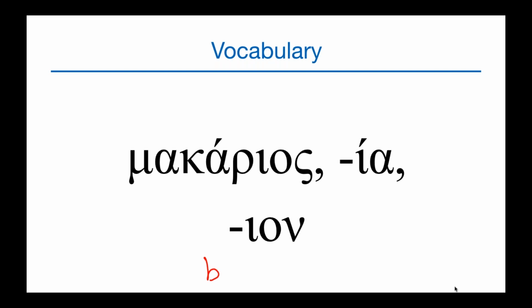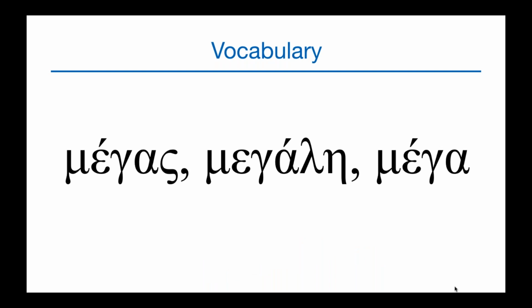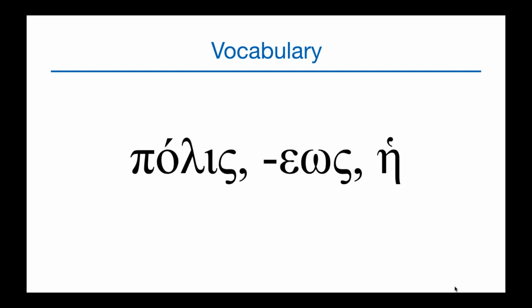It's the word that is usually translated blessed, like in the Beatitudes. That's what this word is. You probably heard that it can also mean happy or joyful, something like that. Megas, megale, mega means large. Polis means city. This is where we get our suffix, like metropolis.